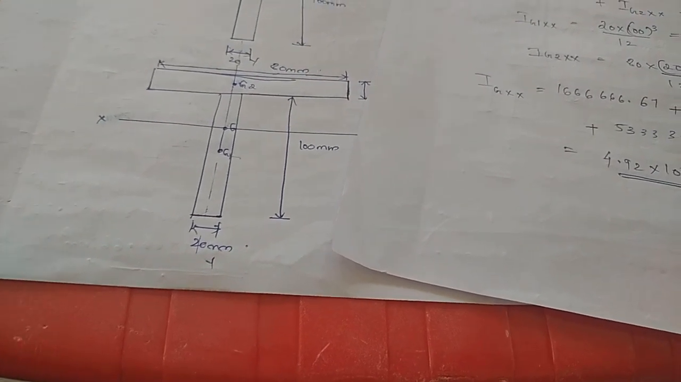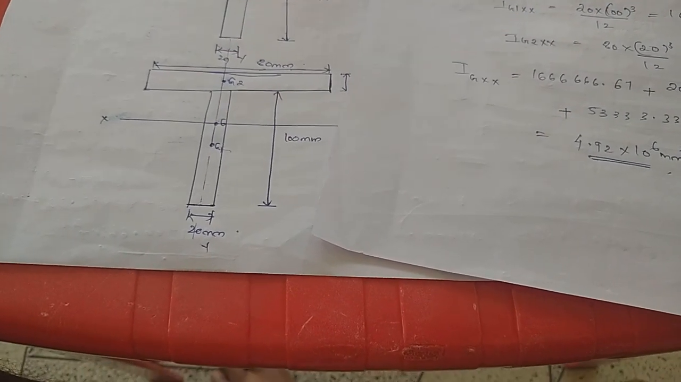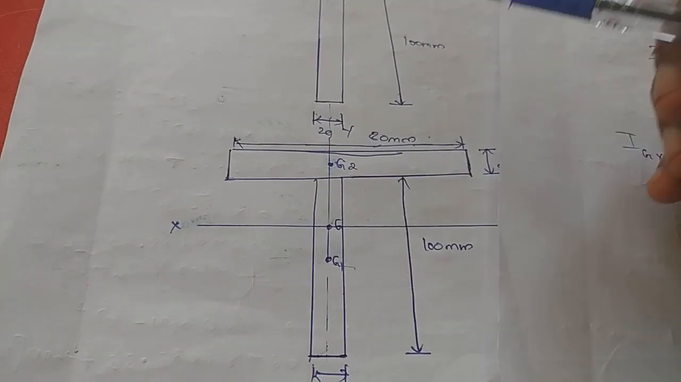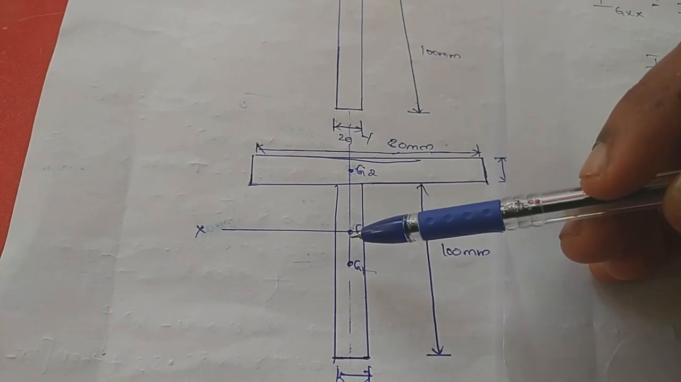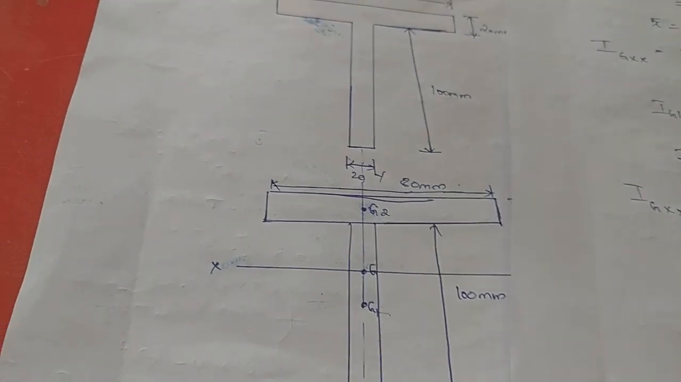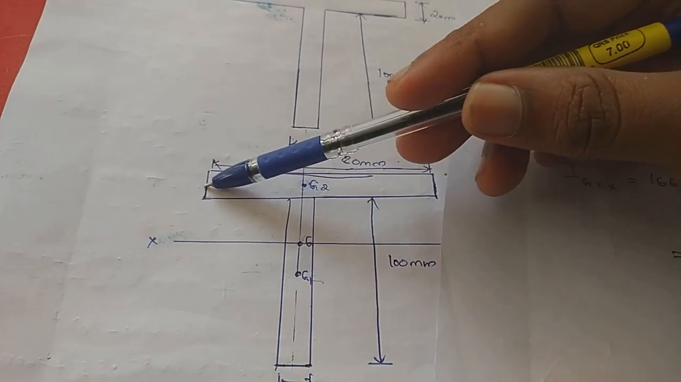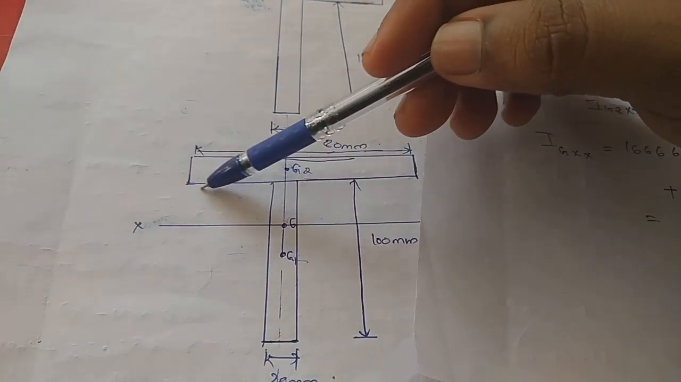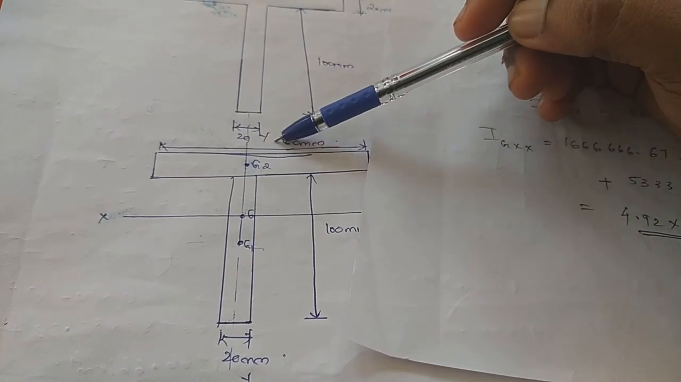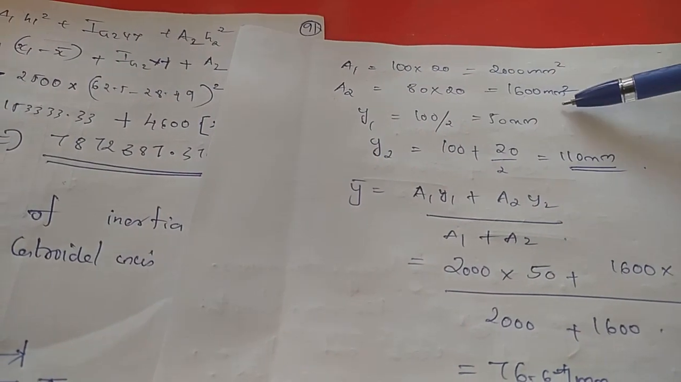That's the parallel axis theorem. The moment of inertia about the base equals the moment of inertia about the centroid plus the area of that section into the difference in height, squared. So IGXX is the sum for section 1 and section 2: IG1XX plus section 1 term, plus the moment of inertia about the centroid IG2XX along the x axis plus the area A2, which is 80 into 20, 1600.